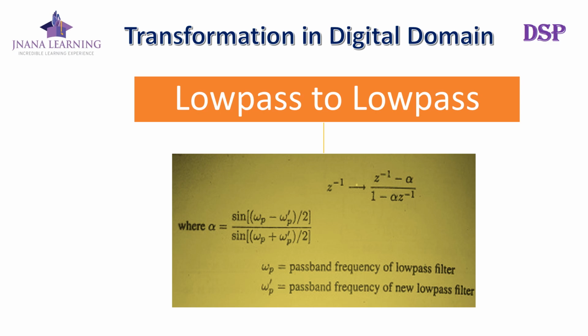As it is a digital domain, here the transformation is as follows: Z inverse is transformed to (Z inverse minus alpha) by (1 minus alpha Z inverse), where alpha is equal to sine of (omega p minus omega p dash) by 2 divided by sine of (omega p plus omega p dash) by 2, where omega p is the passband frequency of the low pass filter and omega p dash is the passband frequency of the new low pass filter. In the analog domain we have seen the transformation using S. As here it is a digital domain, the transformation is using Z inverse.